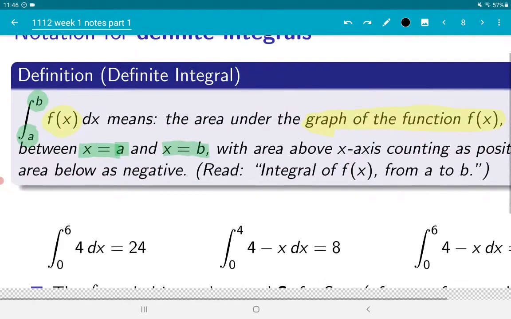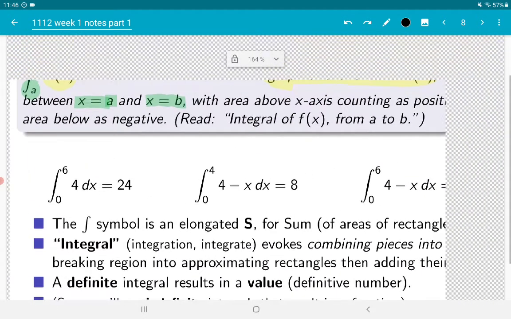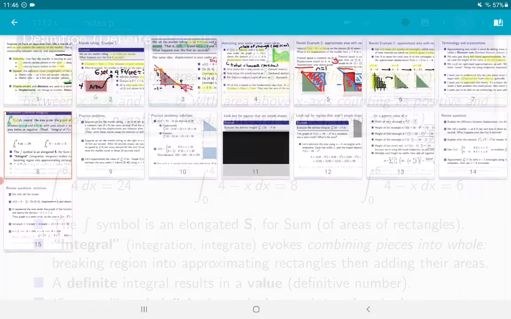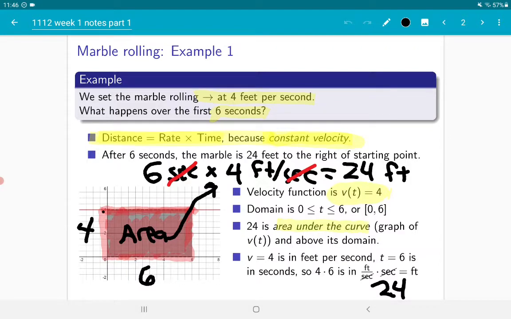So here are a couple of examples. These are the earlier examples we did, let me jump back to those. Remember the first one we did with a constant height, the function was 4, and we integrated over the first 6 seconds, and we found the total area to be 24.